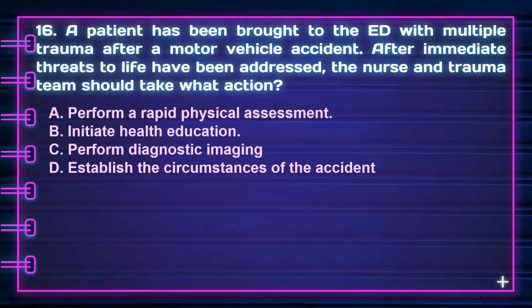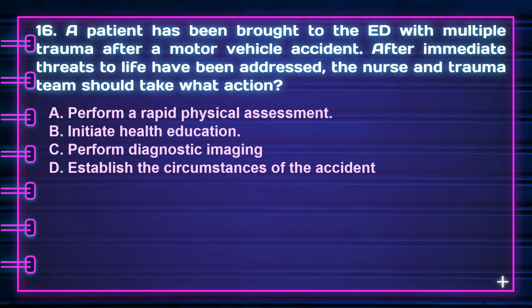16. A patient has been brought to the ED with multiple trauma after a motor vehicle accident. After immediate threats to life have been addressed, the nurse and trauma team should take what action? A. Perform a rapid physical assessment. B. Initiate health education. C. Perform diagnostic imaging. Or D. Establish the circumstances of the accident. The best answer here is letter A. Perform a rapid physical assessment.